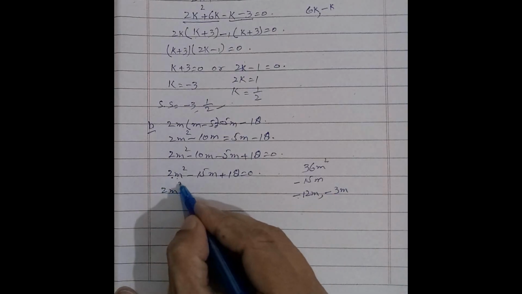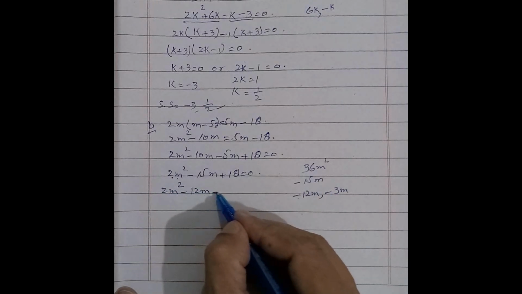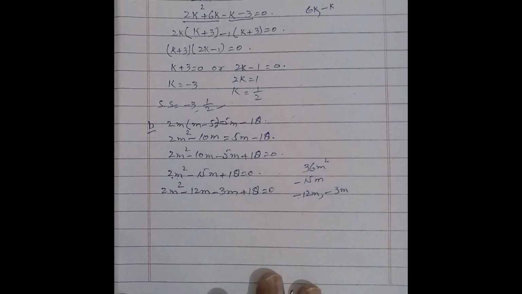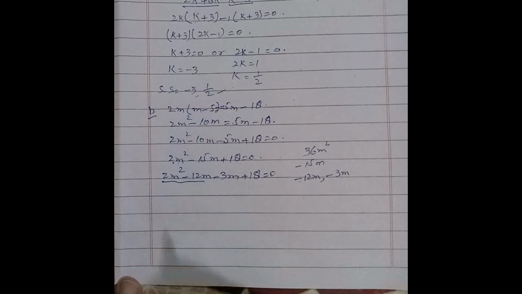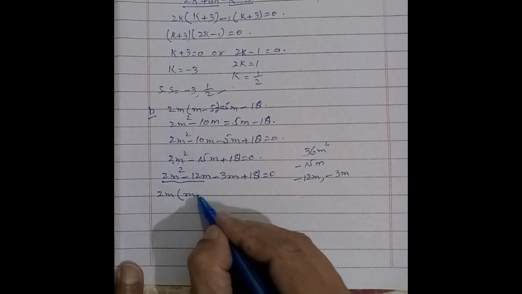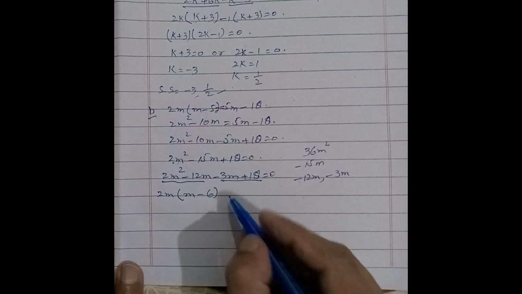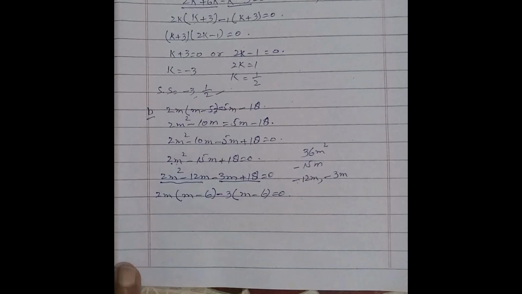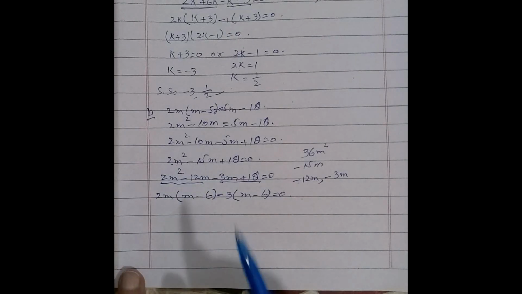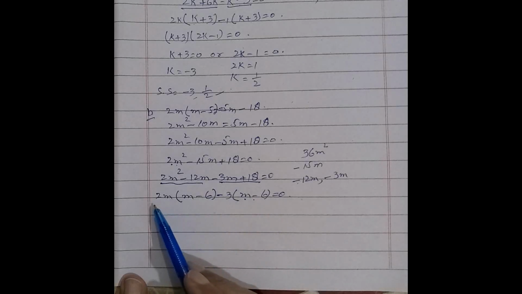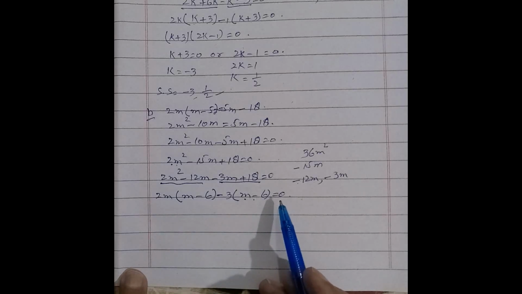It is 2m square minus 12m minus 3m plus 18 is equal to 0. Take common 2m from these values, we get 2m(m minus 6) and minus 3(m minus 6) is equal to 0. In this way we have m minus 6 and m minus 6. So our solution at this stage is correct.